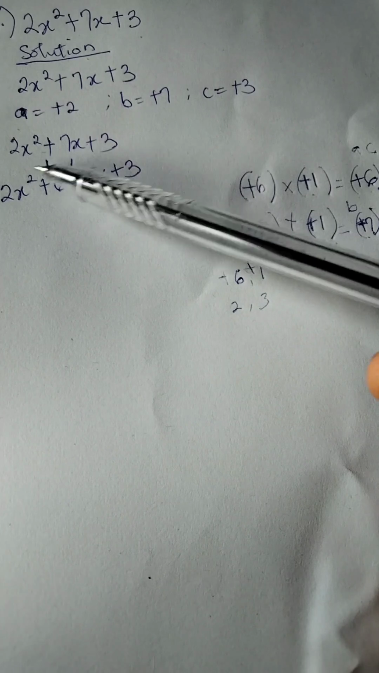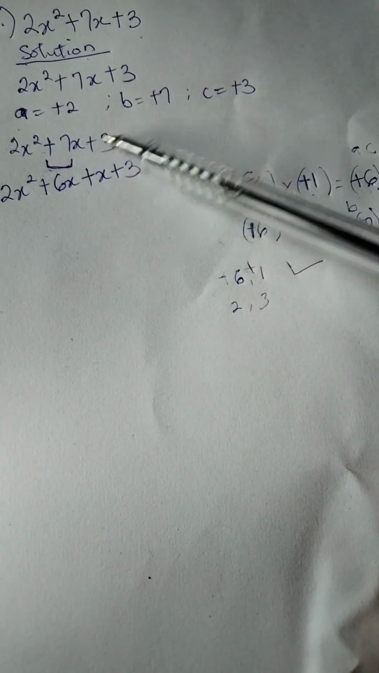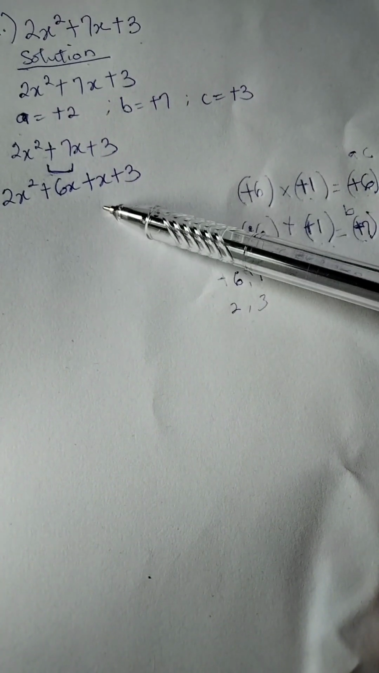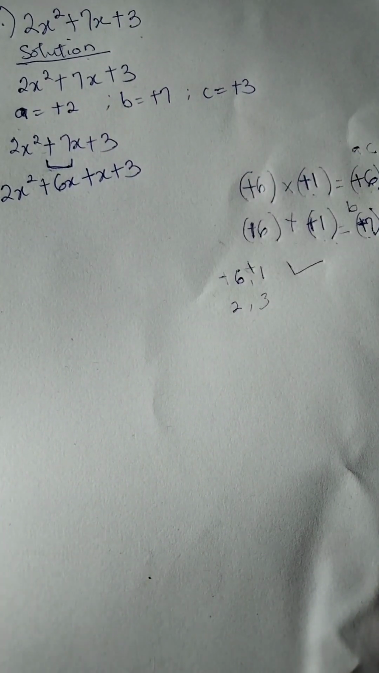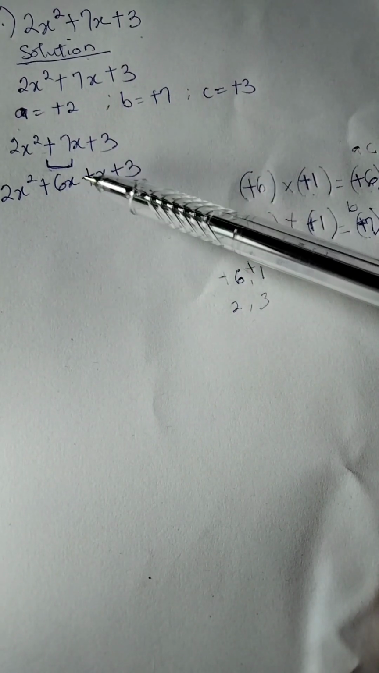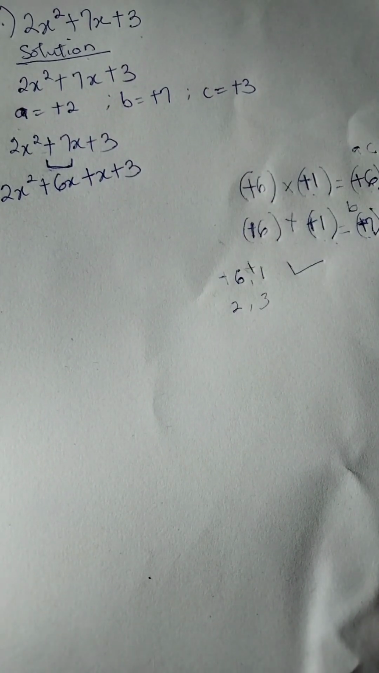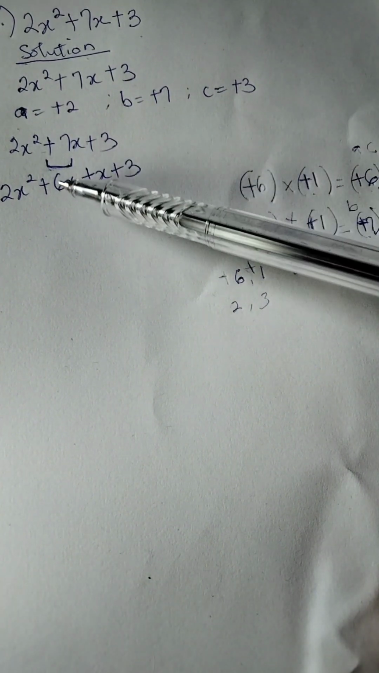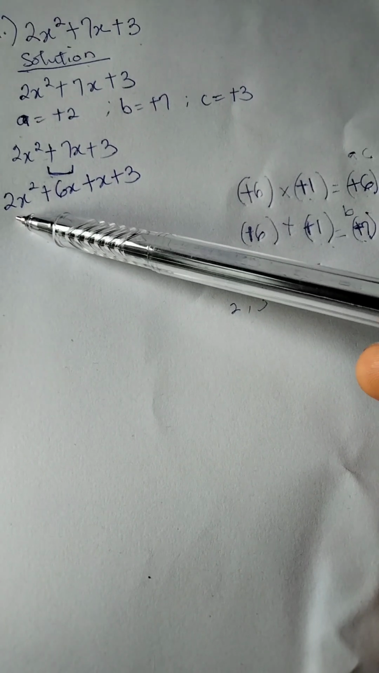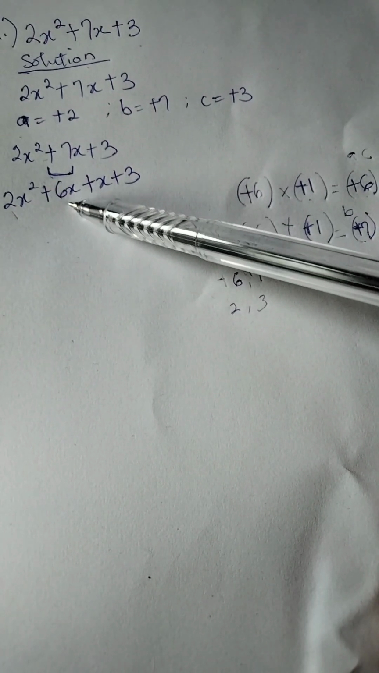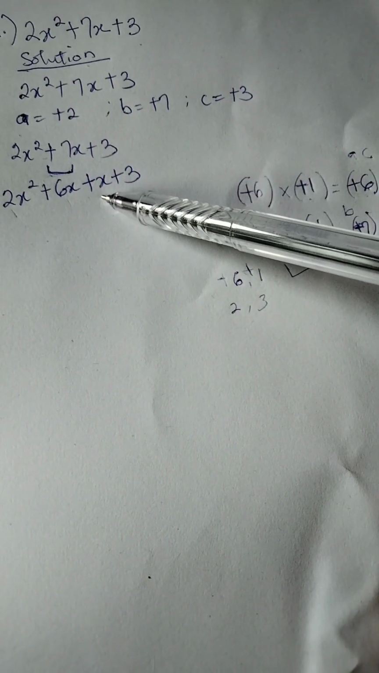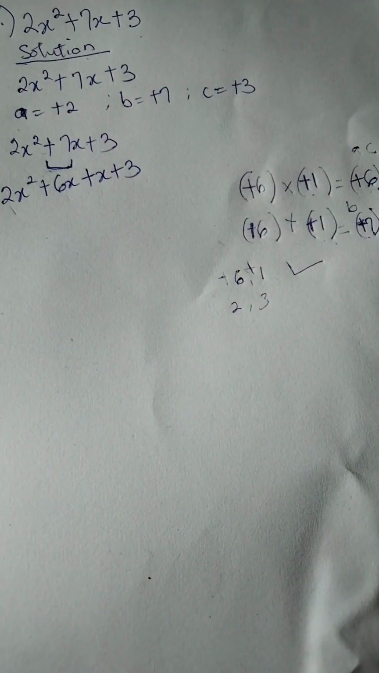We see that instead of having 2x squared plus 7x plus 3, we have 2x squared plus 6x plus x plus 3. Now, after replacing 7x with plus 6x and plus 1x, we can group them in twos. So we're looking for the common term between this one and this one, so we can group them, and we're also looking for the common term between this and this, so we can group them.